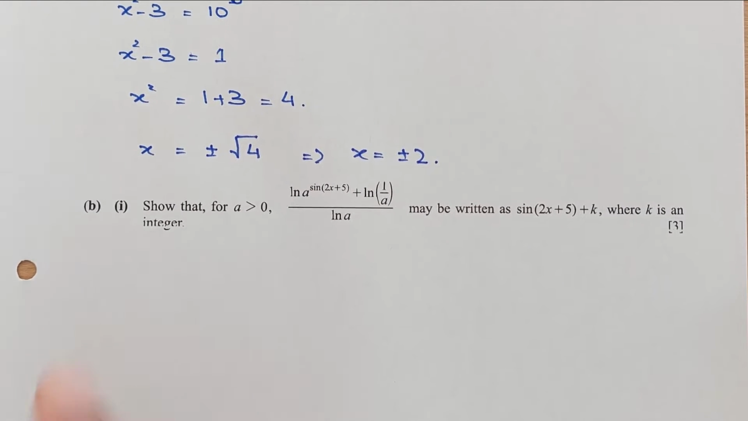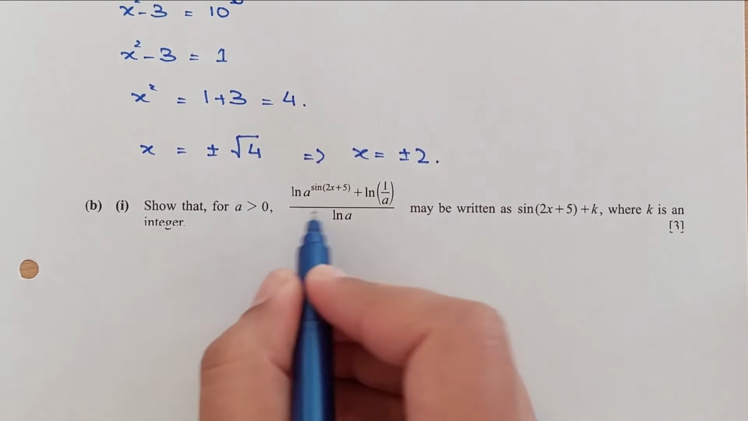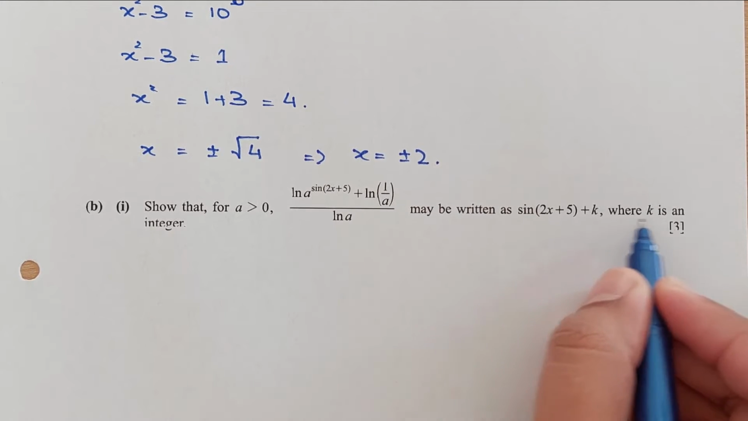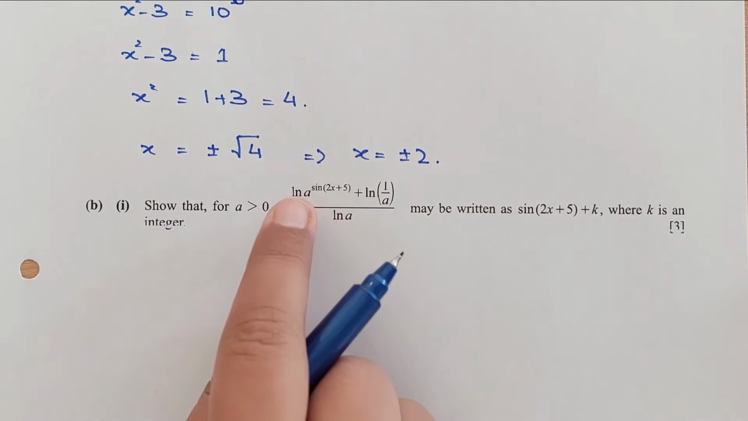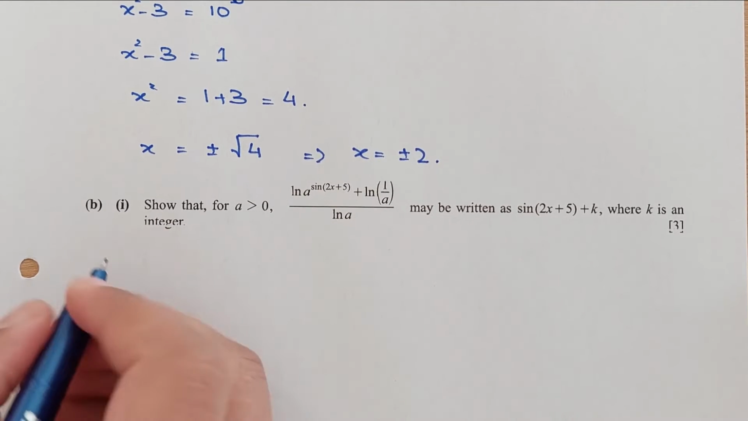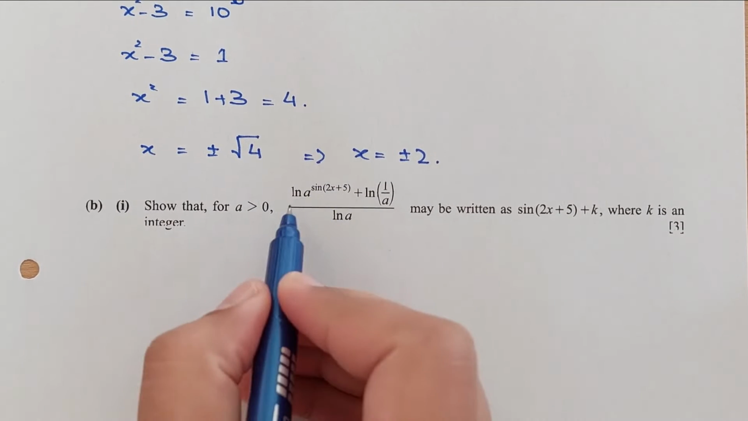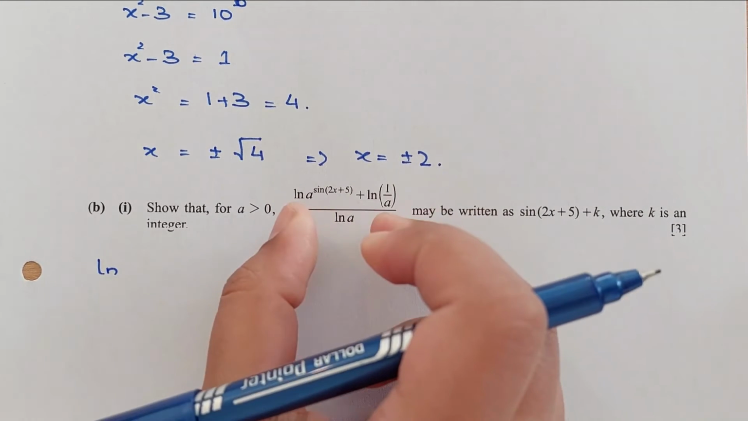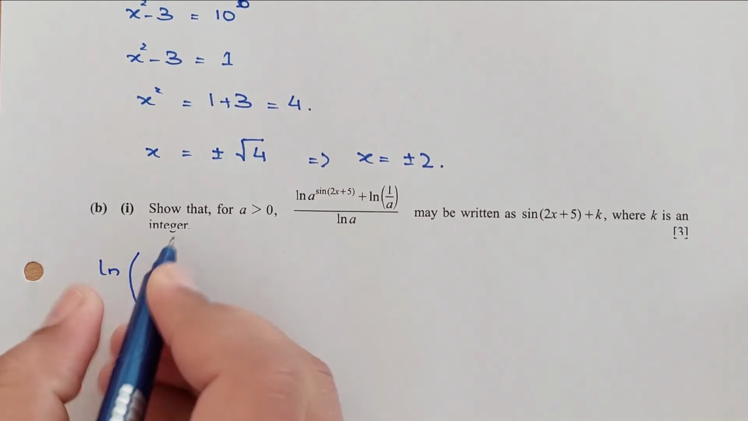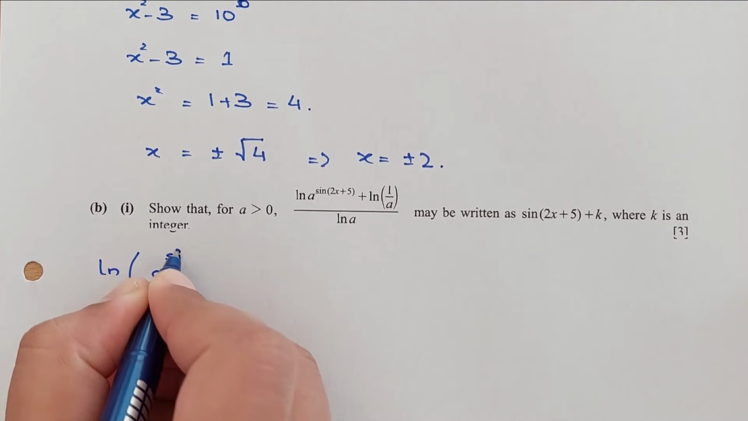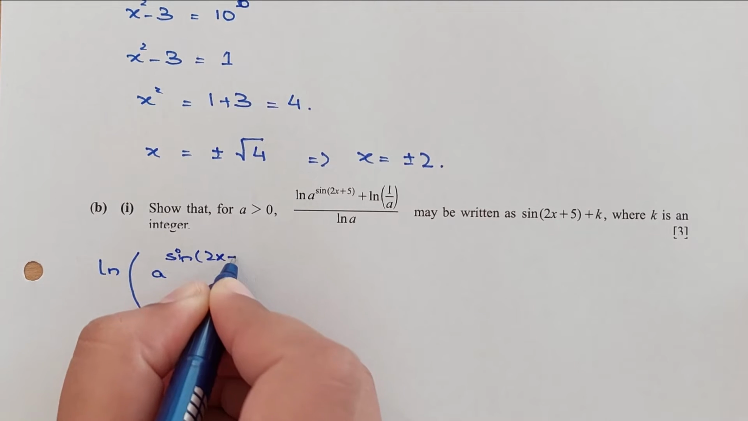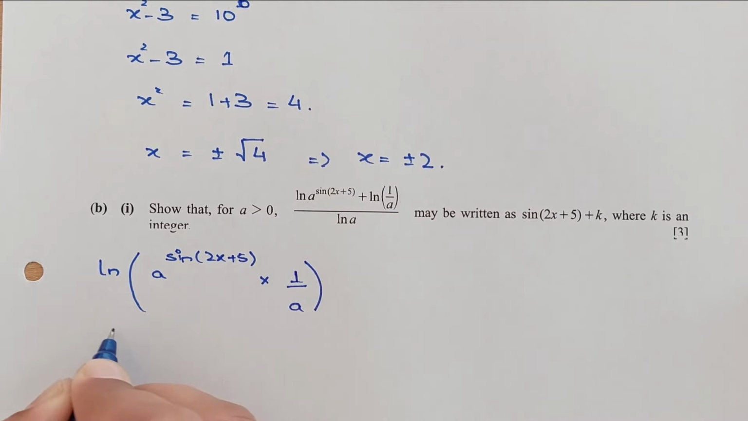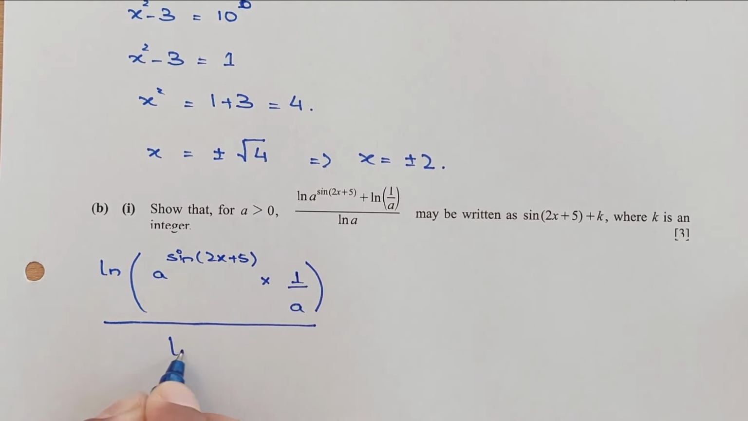Now for the second part B, number 1, show that a is greater than 0. This expression may be written as sine 2x plus 5 plus k, where k is an integer. Okay, so we have to use the laws of logarithms first, right? So simplifying the numerator, ln of this and this we are adding, so we do the product. So a power sine 2x plus 5 product 1 by a, right? This is divided by ln of a.